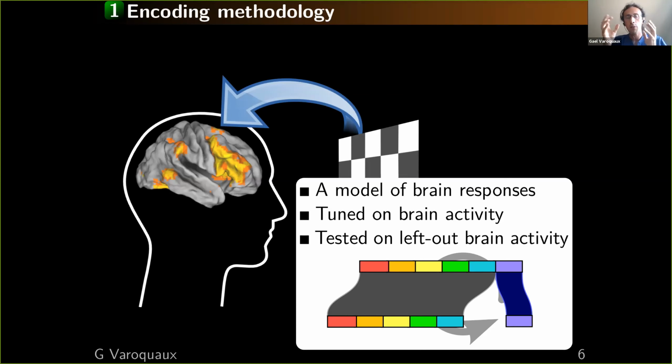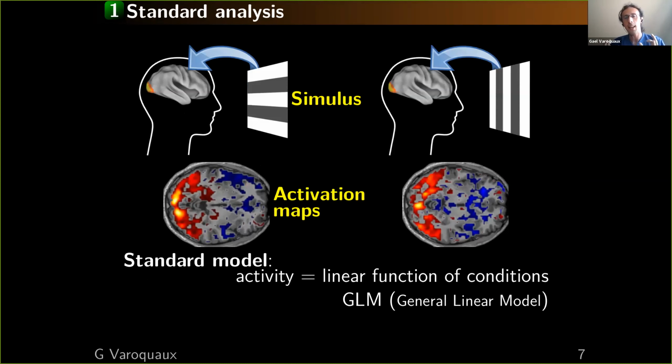If we think about standard analysis, it's actually not that different. The way standard analysis works is that we have stimuli, so elementary psychological manipulations. We could have, for instance, a horizontal checkerboard, and another stimulus. And we're going to model the brain response to the stimuli using a linear model. That's the standard model. Basically, we're describing the brain activity as a linear function of the conditions.